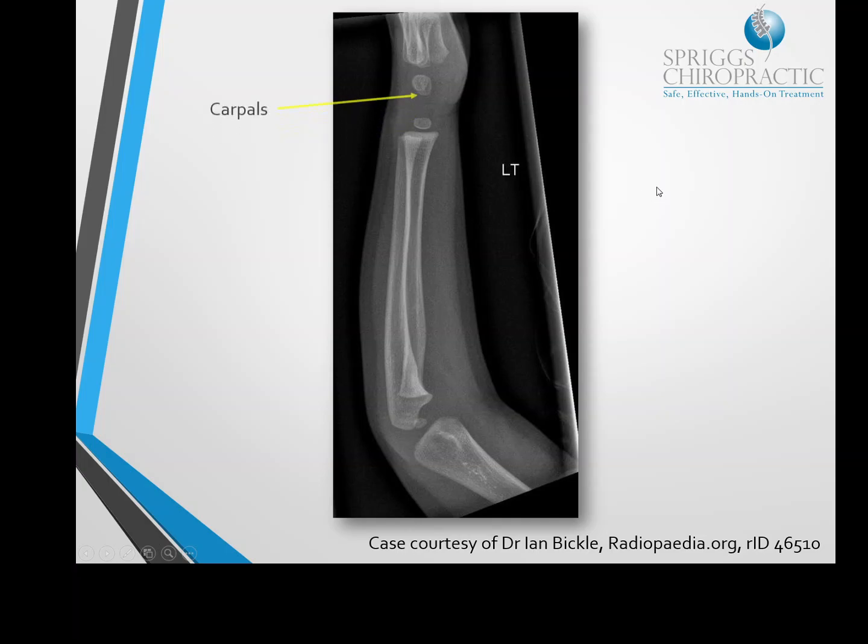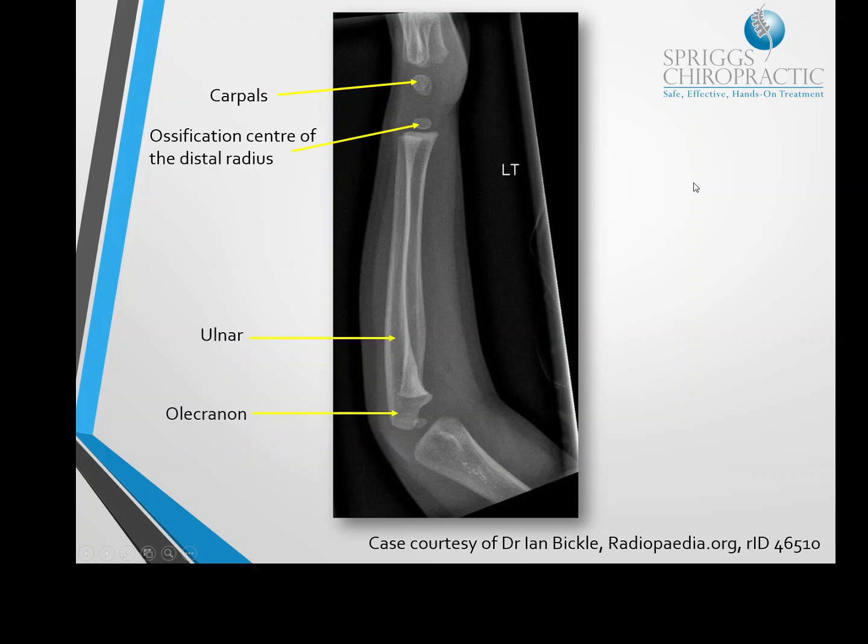Starting at the other end, we've got the carpals, then we've got the ossification centre of the distal radius, then we've got the ulna, the olecranon, and of course the radius, radial head, and distal humerus. What I haven't labelled is this little bit just here, which, as we just spoke about, is the ossification centre of the capitulum, of the distal end of the humerus.